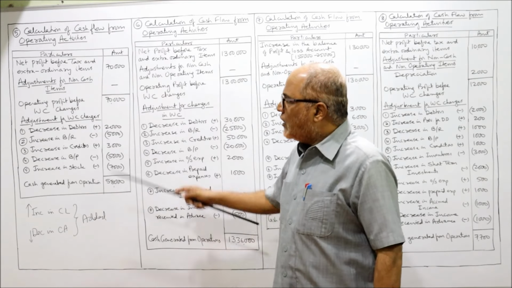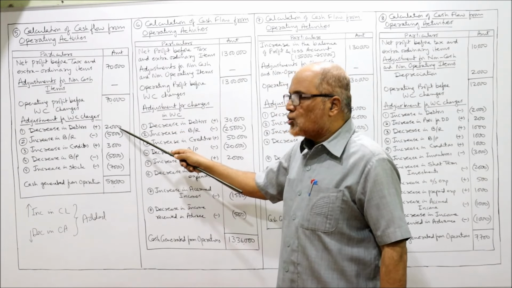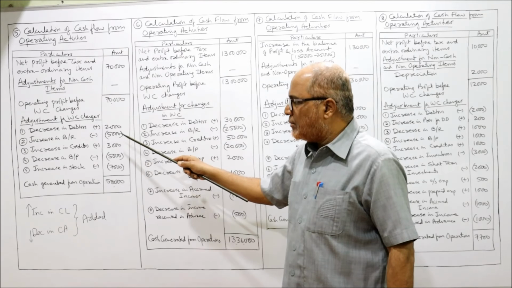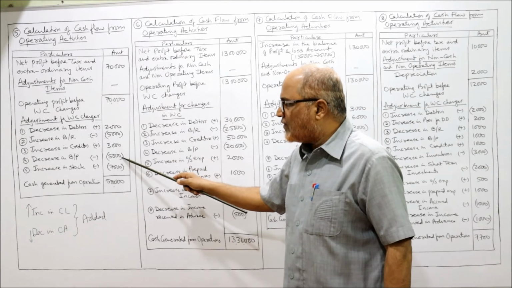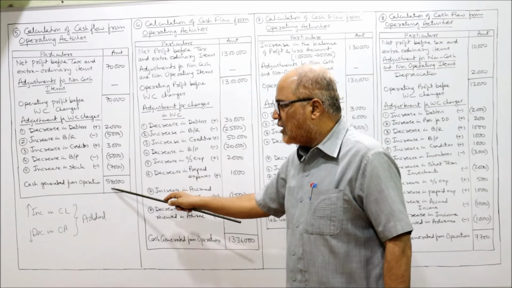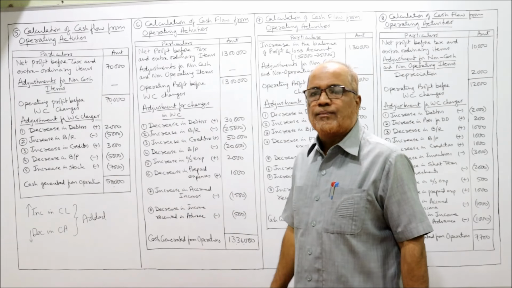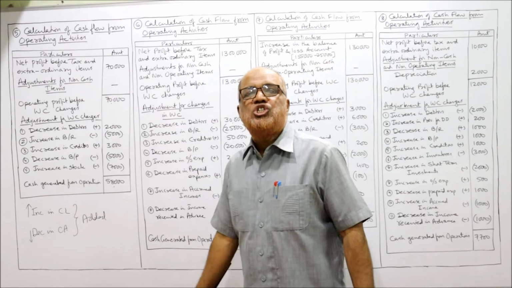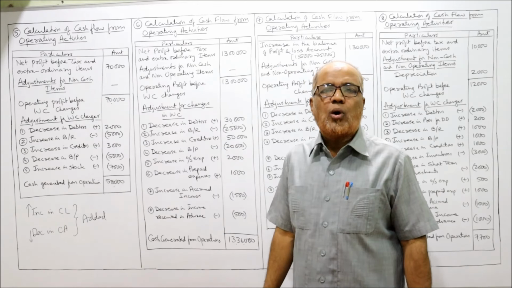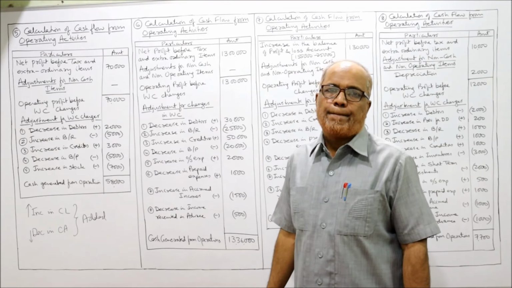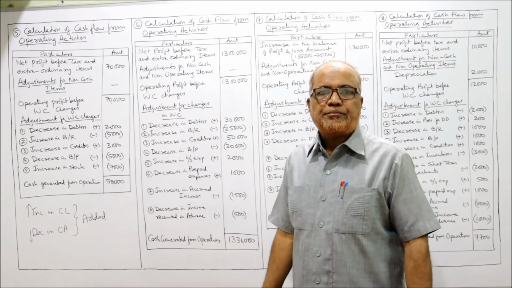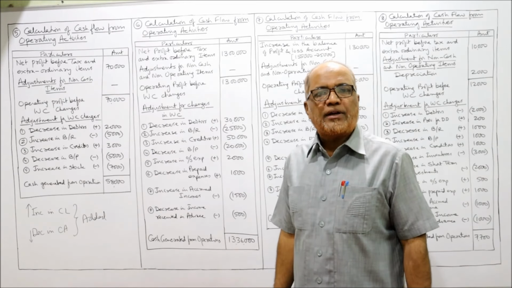That's all. Now 70,000 plus 2,000 minus 5,000 plus 3,000 minus 5,000 minus 7,000, you will get 58,000. This is the cash generated from operating activities. This is a short problem.